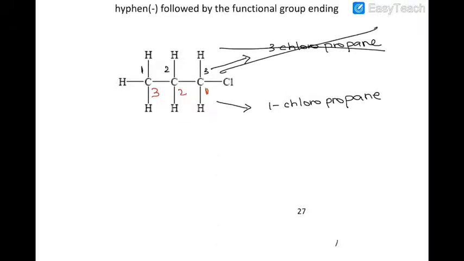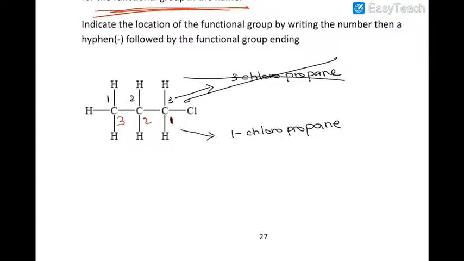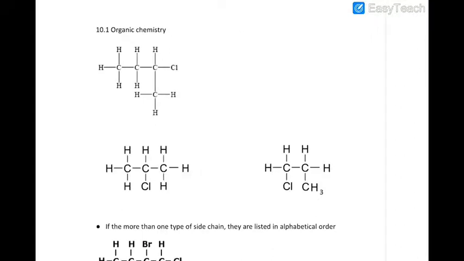So we start numbering with here. Now, the numbers and the letters are separated by a hyphen. Now, if there are two or more halogens, we're going to be using dichloro, trichloro, etc. And you will need to mention the position of each of the chlorine. Let's see a few examples.